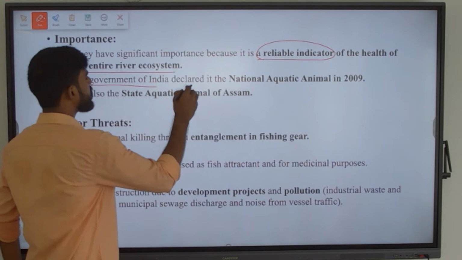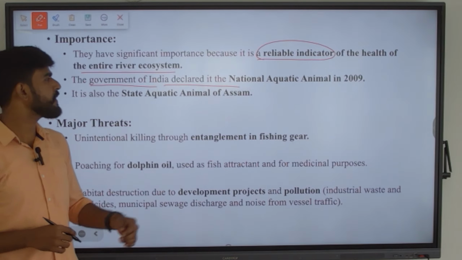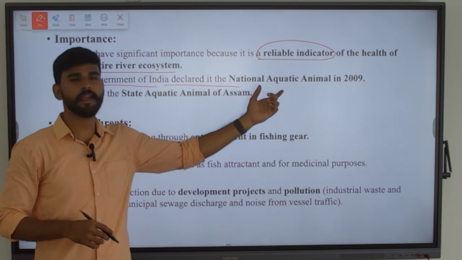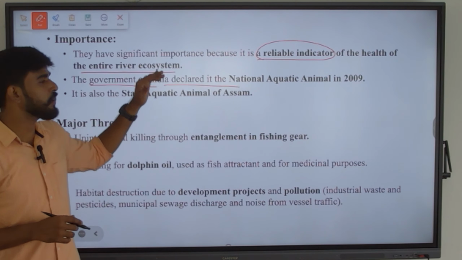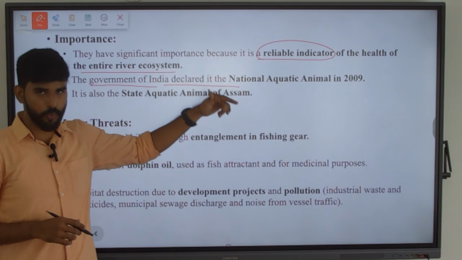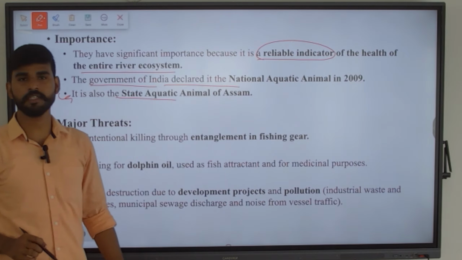Moreover, the Government of India has declared that the Ganges river dolphin will be considered the national aquatic animal. And when was this done? It was done in the year 2009. So the Ganges river dolphin is the national aquatic animal. Next, it is also the state aquatic animal for the state of Assam.